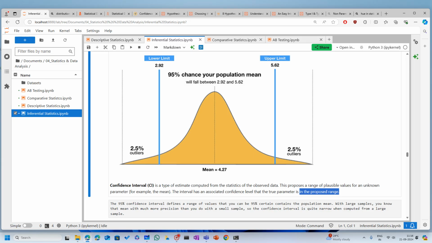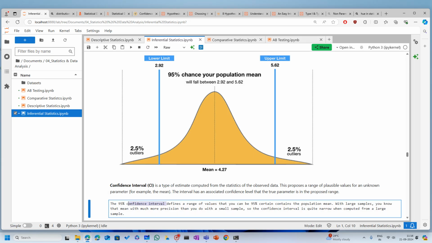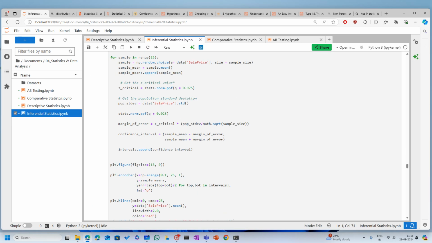If you say, for example, I have a 90%, 95% confidence interval, then what you are essentially saying is you have 95% certainty that this value is within the range of the population mean value. Okay, let me show you and explain.